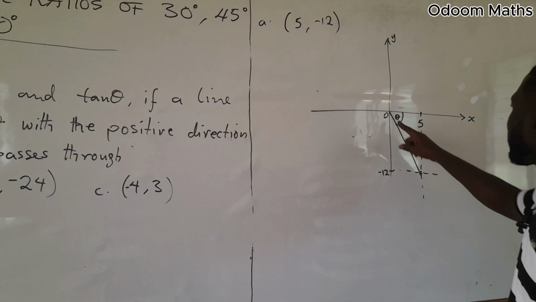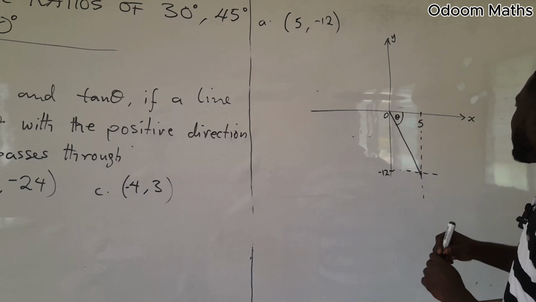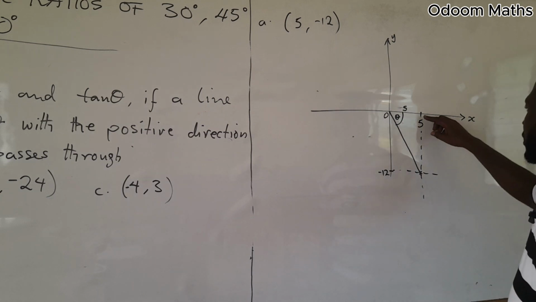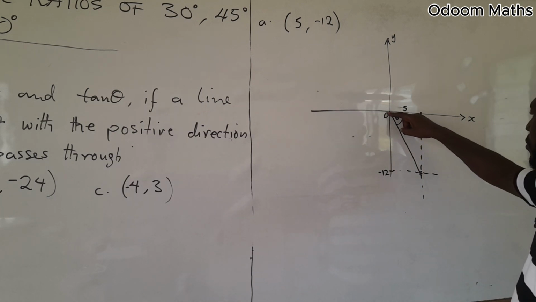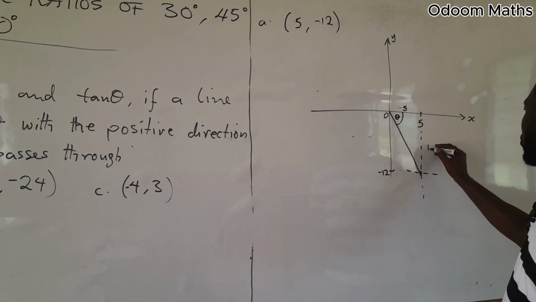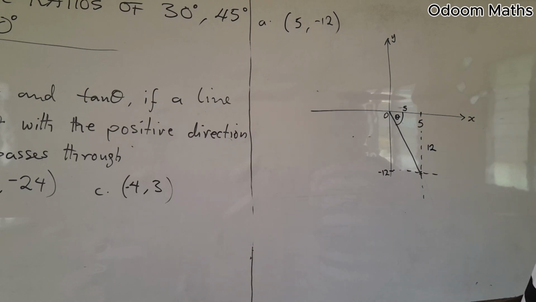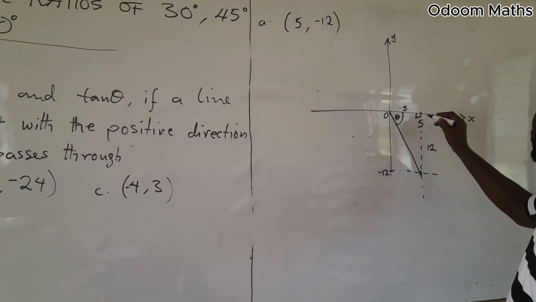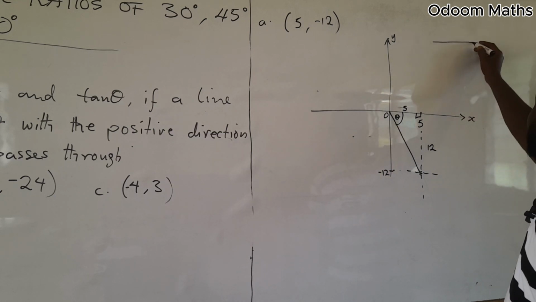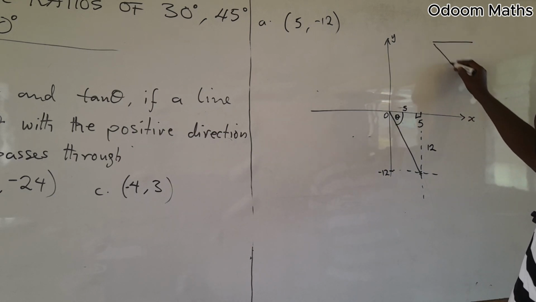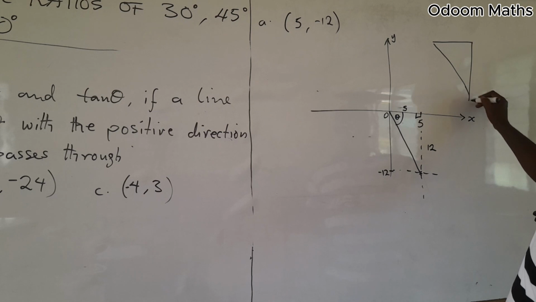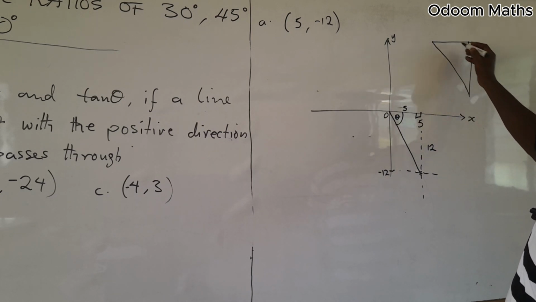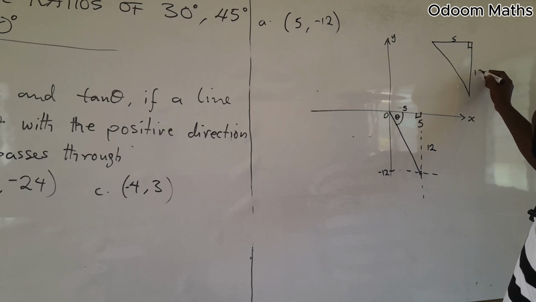Okay, now from this point to the 5 measures 5 units. Then between this point to this point is the same as from 0 to 12, and that is also 12 units. Okay, so I can redraw this small right angle triangle here. Let me draw it here. It's like this. Okay, it's not drawn to scale. So this is 5 units and then 12.